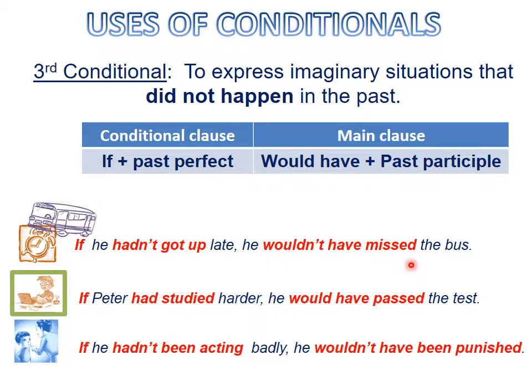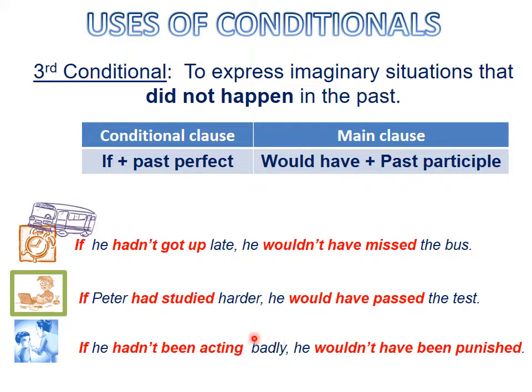What tenses did I use? Yes, I used past perfect in the conditional clause in the first part and would have plus past participle in the last part, in the main clause, the result. Other examples could be: if he hadn't got up late, he wouldn't have missed the bus. If Peter had studied harder, he would have passed the test. Or if he hadn't been acting badly, he wouldn't have been punished.